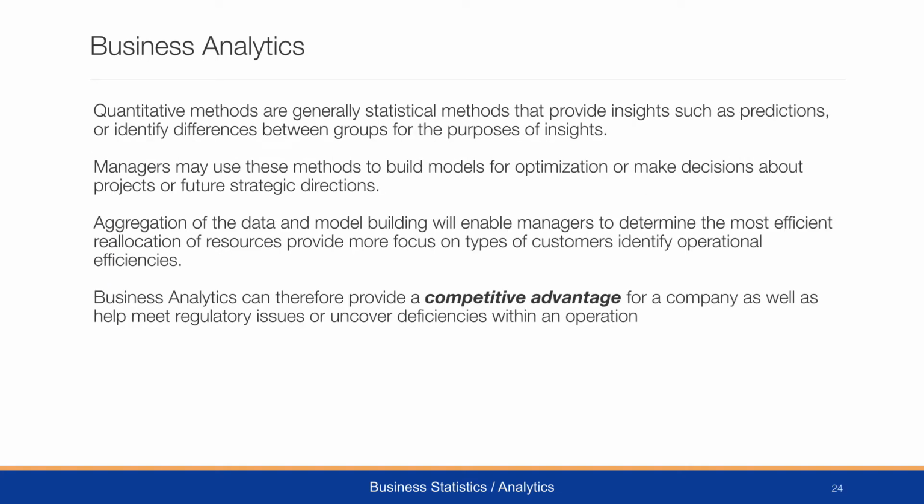Quantitative methods are generally statistical methods that provide insights such as predictions or can identify differences between groups for the purposes of these value insights. Managers may use these methods to build models for optimization or make decisions about projects and future strategic directions. We may want to optimize our staffing levels, or we may want to optimize routes that are done by various trucks and going from store to store, distribution warehouse, and so forth. One of the classic examples is Amazon. Amazon knows the products that people want to buy and makes sure that the products are in the warehouses close to them so that they will get it the next day.